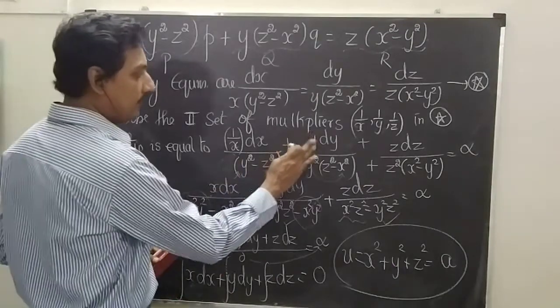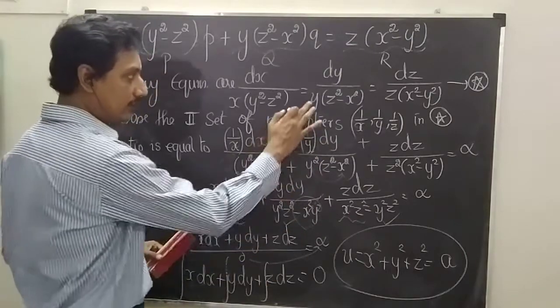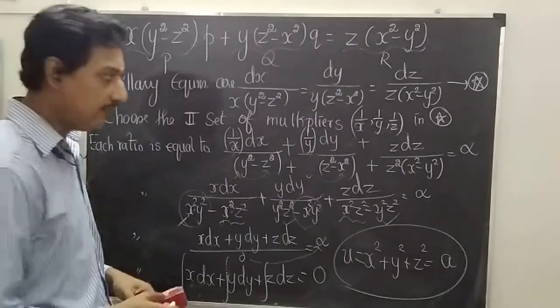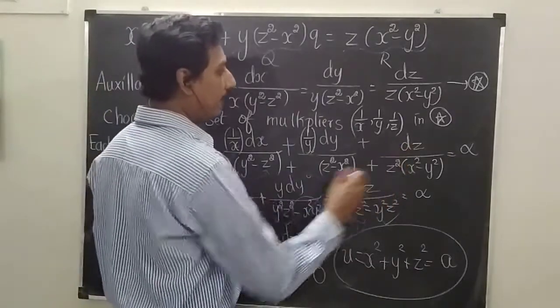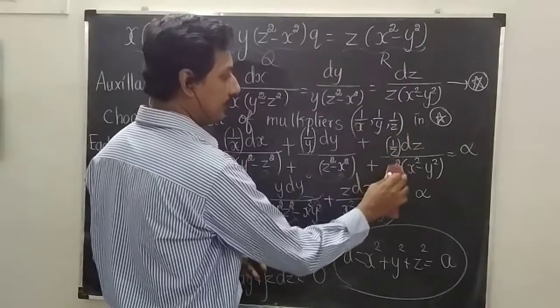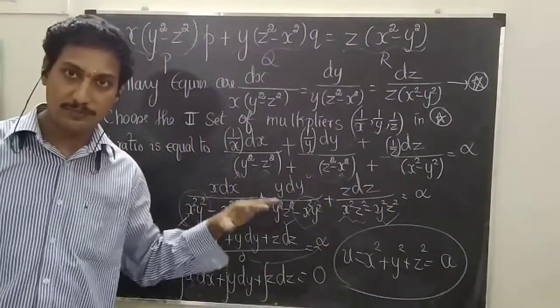Similarly, when I multiply by 1 by y in the middle ratio, this y gets cancelled. So there is no y at all. Right? And finally the third ratio, we multiply by 1 by z, so 1 by z into dz. So this z can be eliminated. Now it is perfectly equal. This is in perfect order.